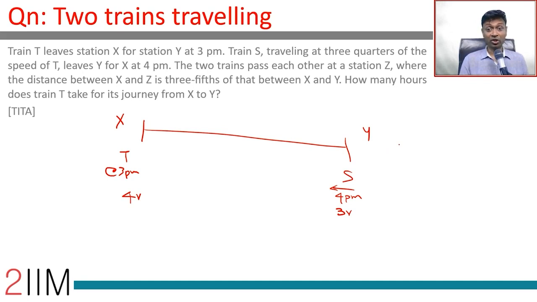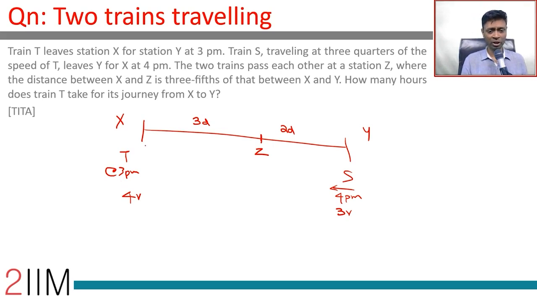The two trains pass each other at a station Z, where the distance between X and Z is 3/5 of that between X and Y. So if this is 3d, this is 2d. If the overall distance were 5d, this is 3d. Remaining should be 2d. T starts at 3, S starts at 4.